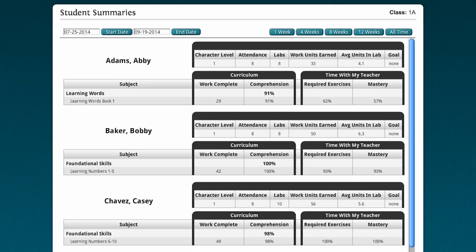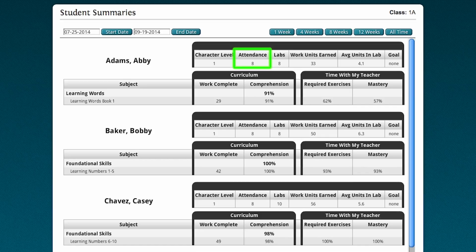One of the beautiful things about looking at the entire history of the student, you can see in real time his growth, his character level growth, his growth in terms of work units, his mastery level, and it just gives you a real feel for the progress of each one of your students.